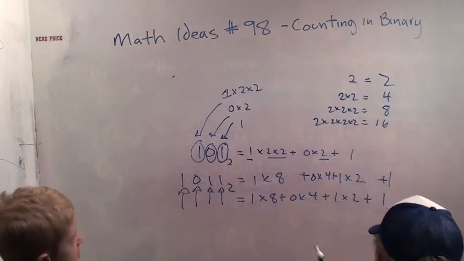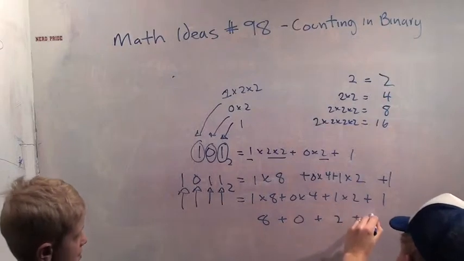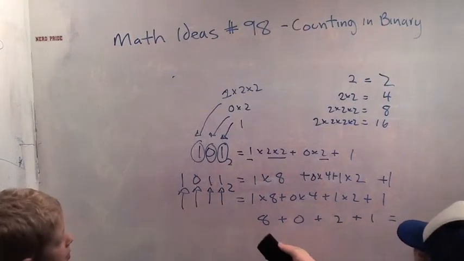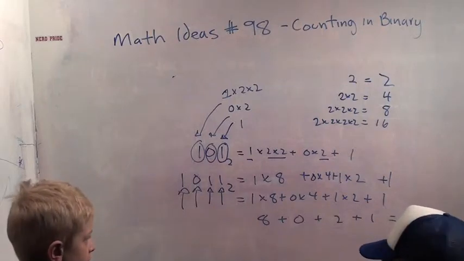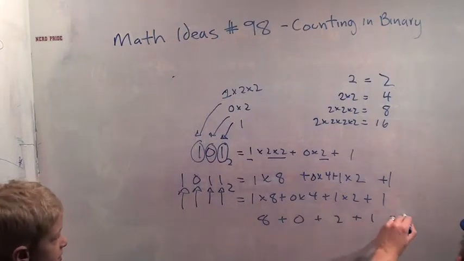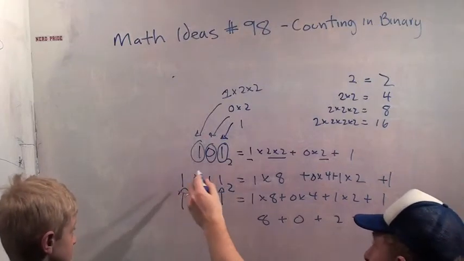Well, let's look at what this number is. This is 8 plus 0 plus 2 plus 1. And what is that? What is 8 plus 2 plus 1? 8 plus 2 plus 1 is 11. It's 11 in base 10, the way we normally know it. So this is a funny way of writing the number 11.